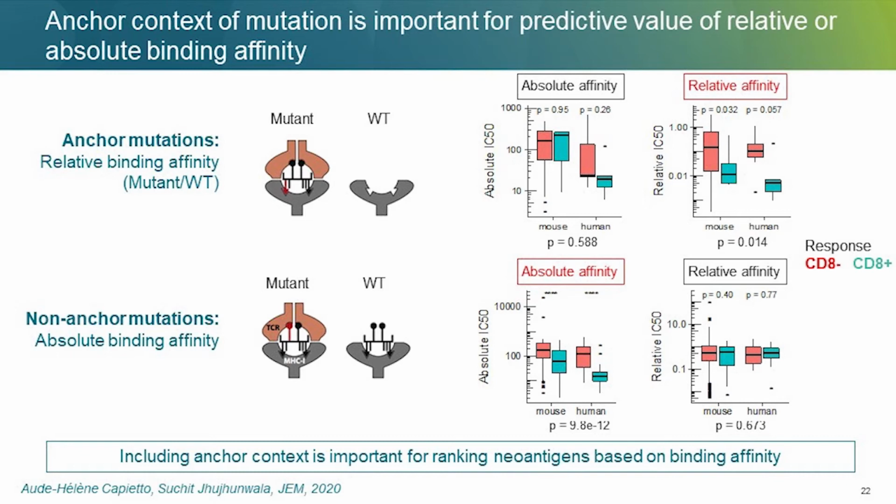When it comes to non-anchor mutations, relative affinity, as expected, doesn't play a role. But what is important in this case is the absolute affinity of the peptide for MHC class I. The higher the affinity, the more likely the peptides are immunogenic. And so we think that including the anchor context is very important when it comes to ranking neoantigens based on binding affinity.